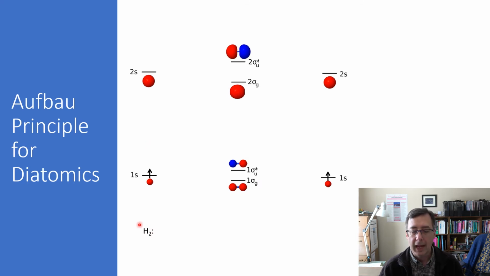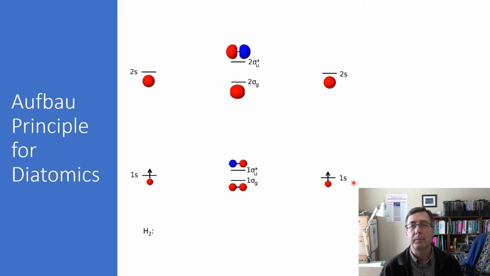Suppose I have H2. Well, each hydrogen, if I had a single atom, would have 1 electron. So I'm going to draw that with a little up arrow on the left to denote the electron in this 1s orbital for this hydrogen. And then the hydrogen on the right gets 1 electron, so I'll put a little up arrow there. And then that helps me count. So I've got a total of 2 electrons.